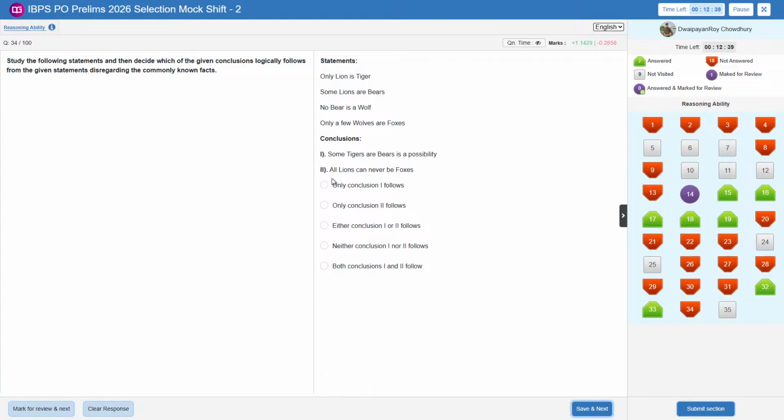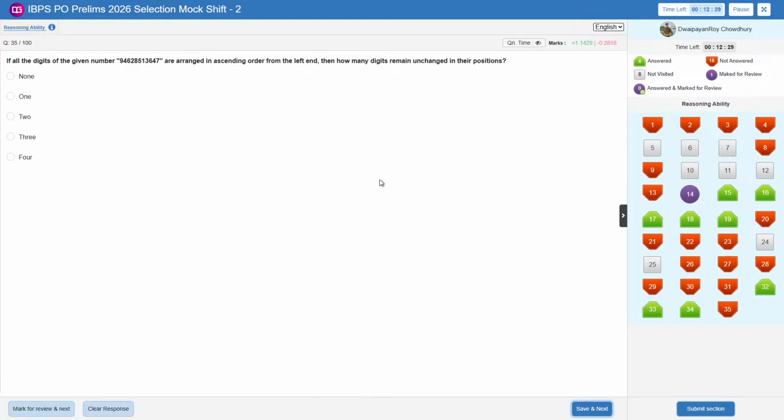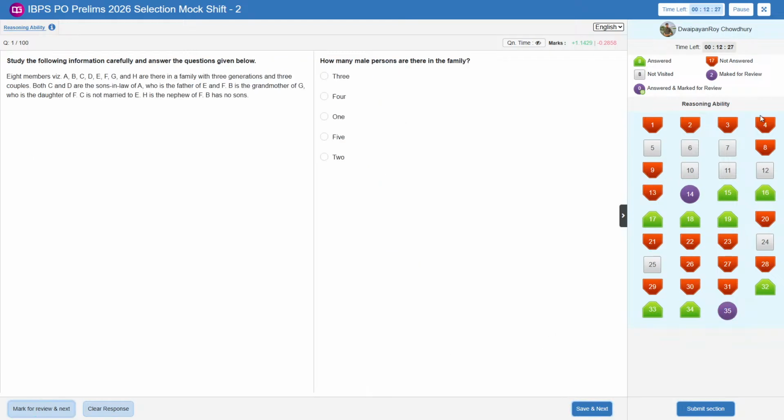Foxes. Some tigers. Tigers, nothing. All lion can never be fox. All lion. So true. So only two is true. Okay, this is doable again.